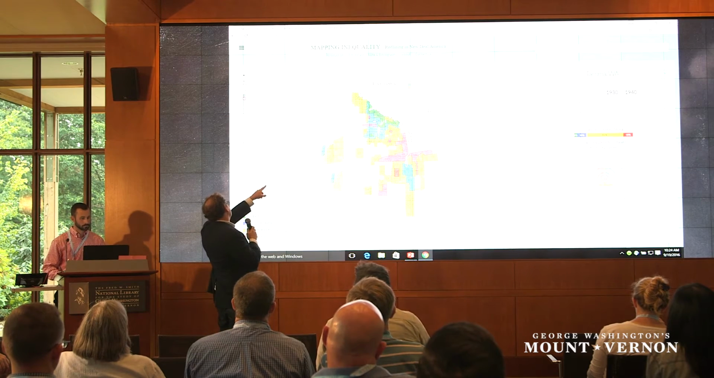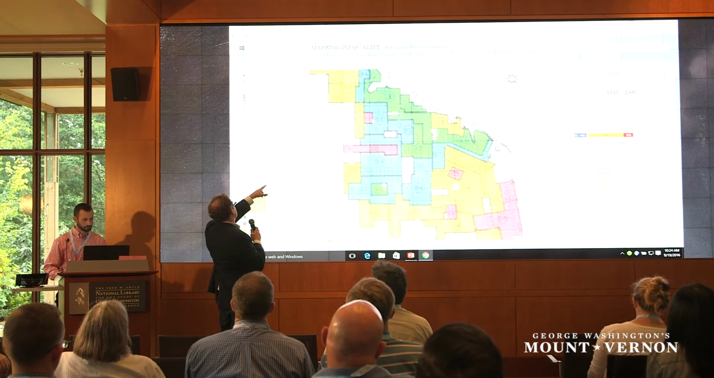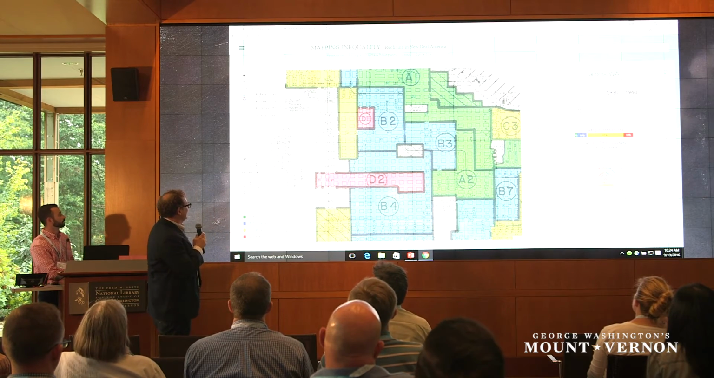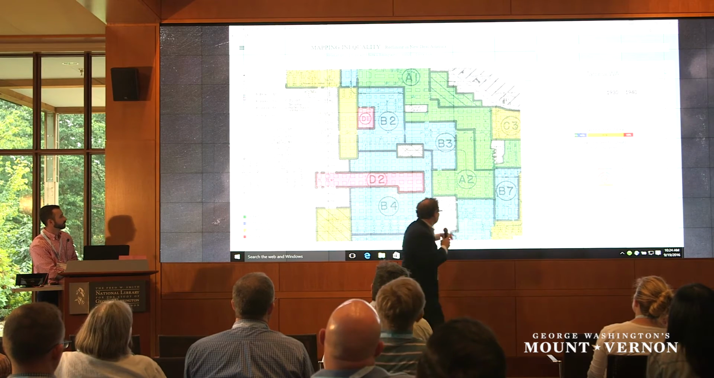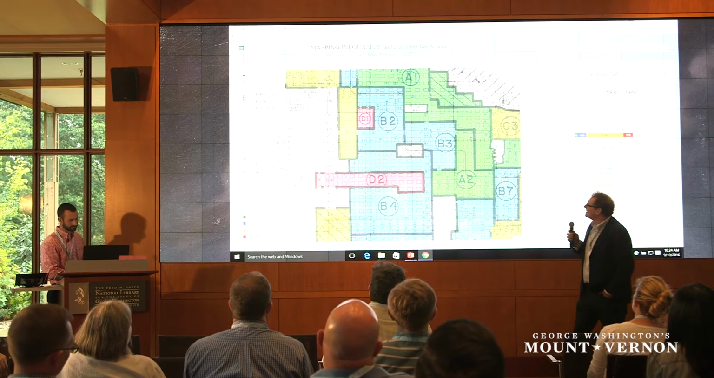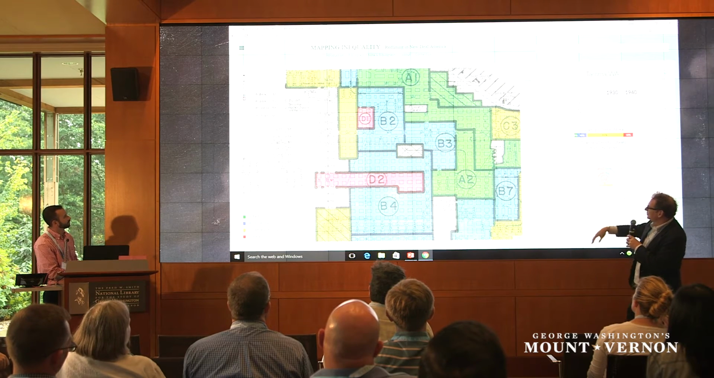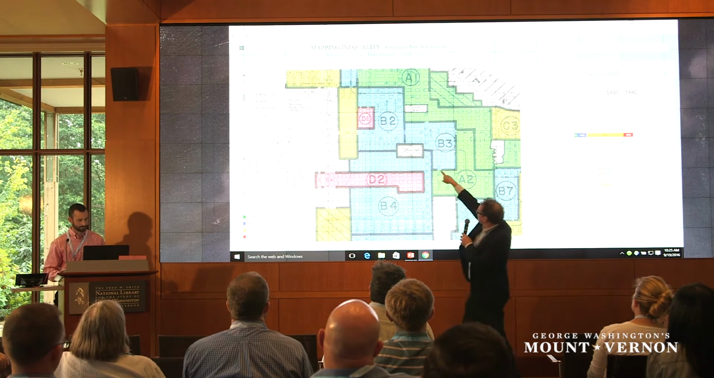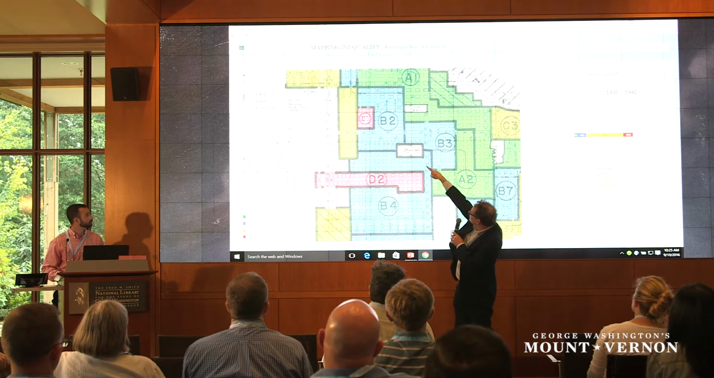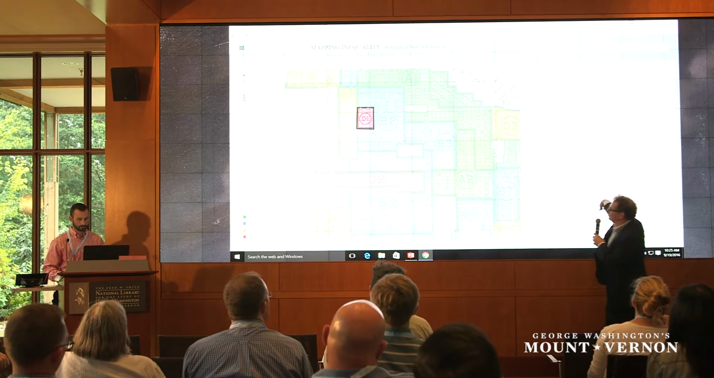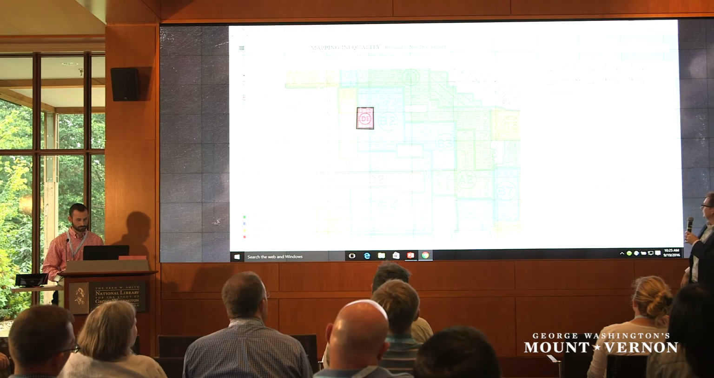Can you hit D1? Can you zoom into D1? So I'm just picking these out because these are places I lived. This is where I went to school, the University of Puget Sound, and a little bit away from the UPS is a neighborhood called the Proctor District, and you see there's a B2 and a D1. And can you scroll down and bring up the area description for that?